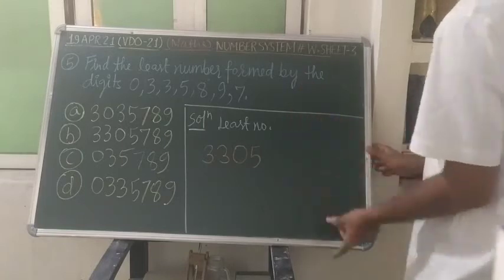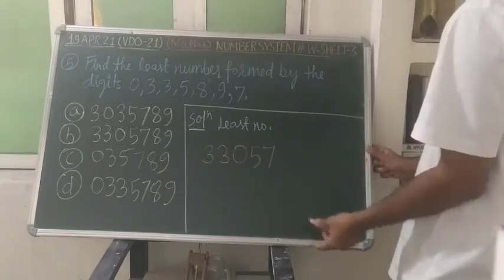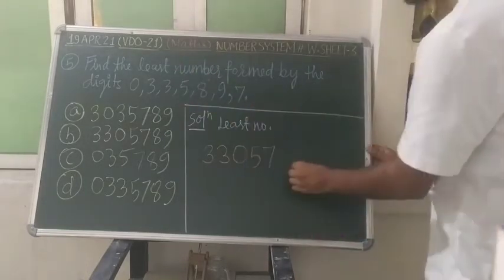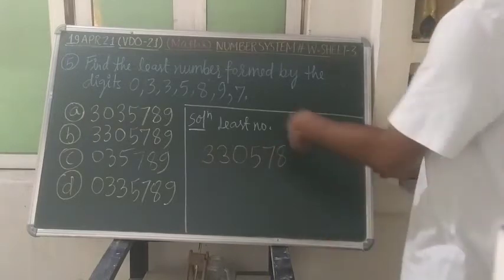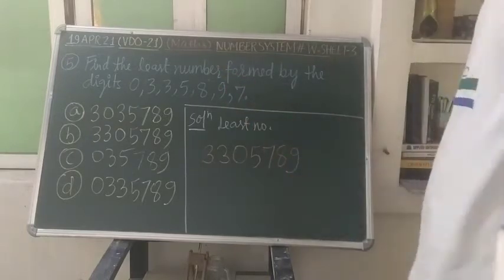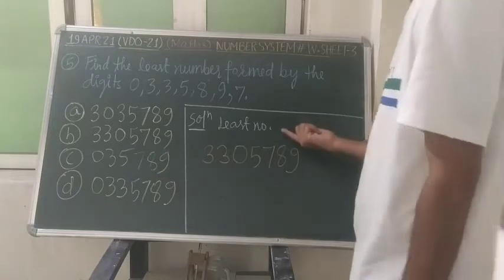Then after that, 6 is not present, 7 is present. Then after that, 8 is present only one time. This 9 is present only one time, so we will write it. So we are forming this number.